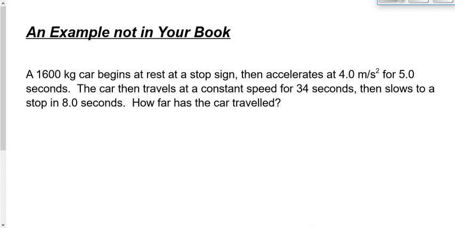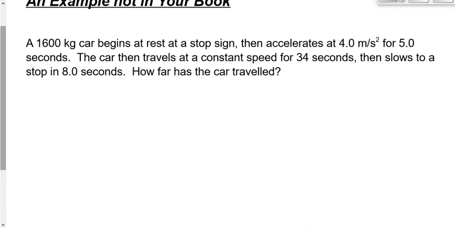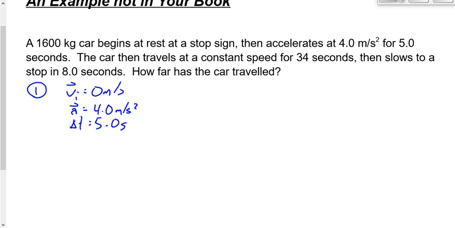So what I want to do is break this up into stages. Write down my givens according to stage. Stage number 1, we're going to say that it begins at rest. VI is 0 meters per second. The acceleration in stage 1 would be 4.0 meters per second squared, and it does it for 5 seconds. So this is all stage 1. This is all as it accelerates.